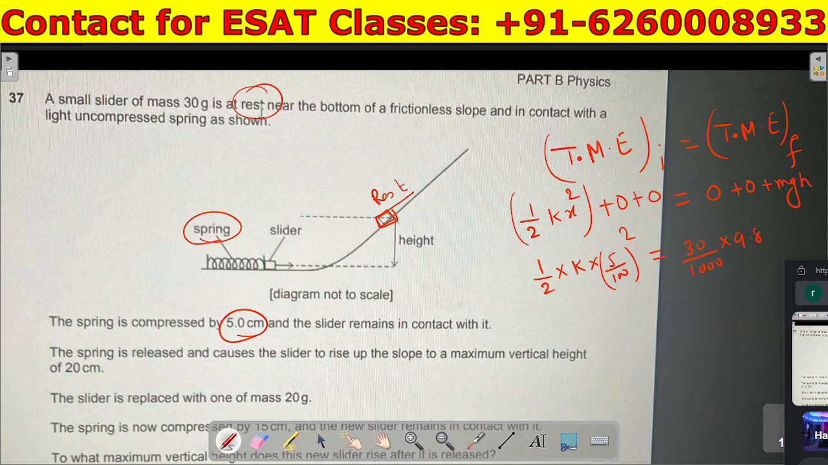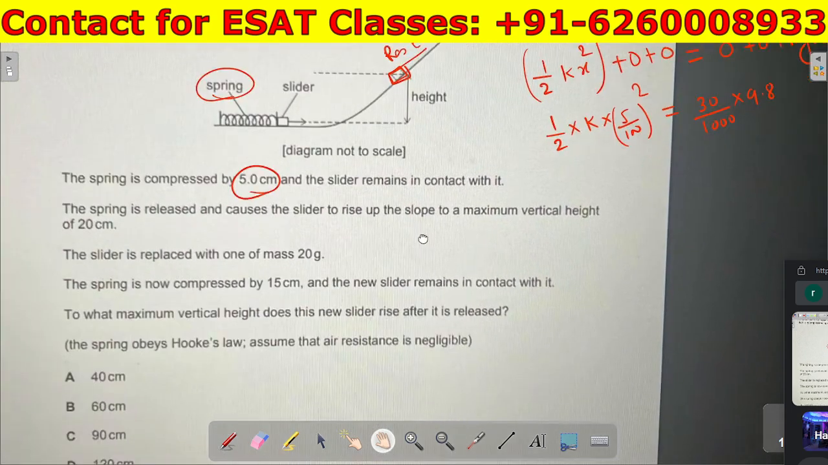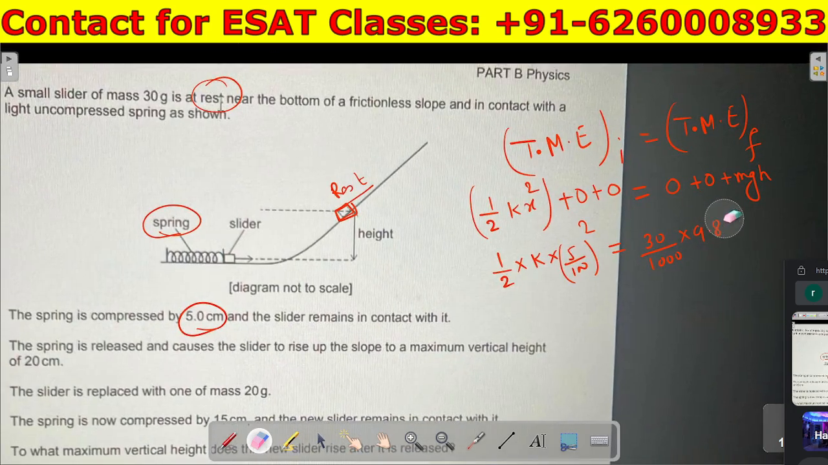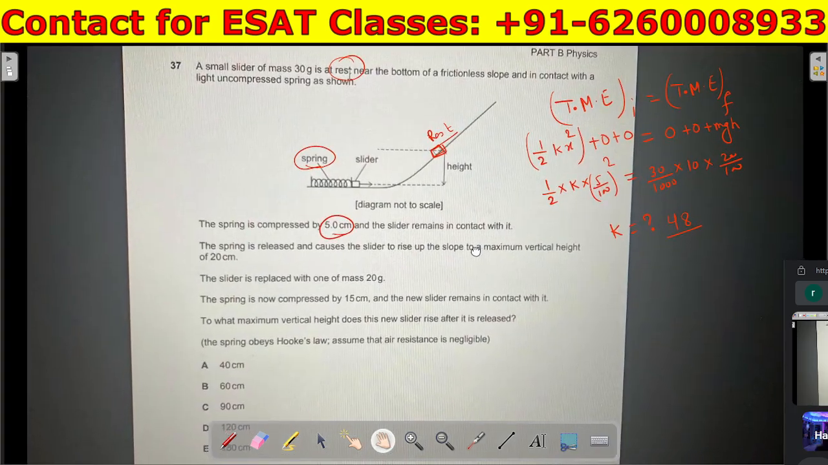G is 9.8, or we can take it as 10. Okay, keep it 10, into h, which is 20 centimeter, so 20 upon 100. Can you find k from here? Please find k. 48, right? Now similarly do the same thing for the second case.